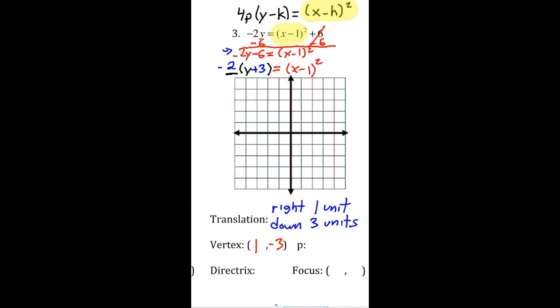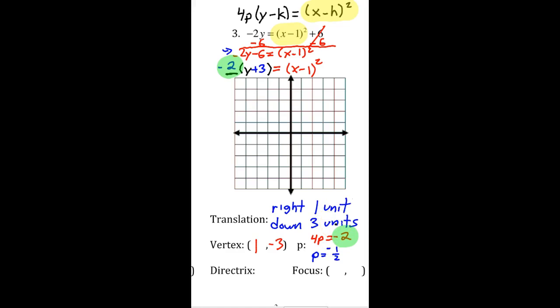The p-value is always 4p equal to, this time, -2. And -2 is coming from whatever value I have here, those always match. So if we divide both sides by 4, once again, it's always divided by 4, right? We'll get 1/2. And it is negative, which just means it opens down. That's the only thing the negative means.